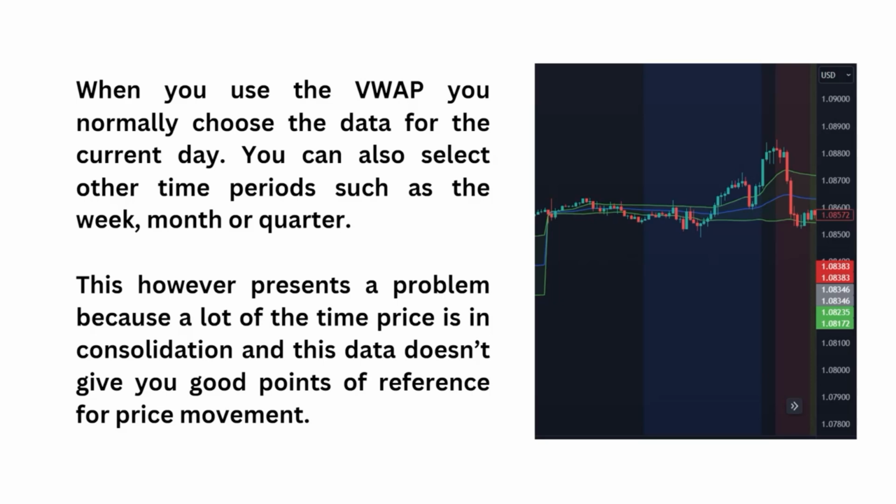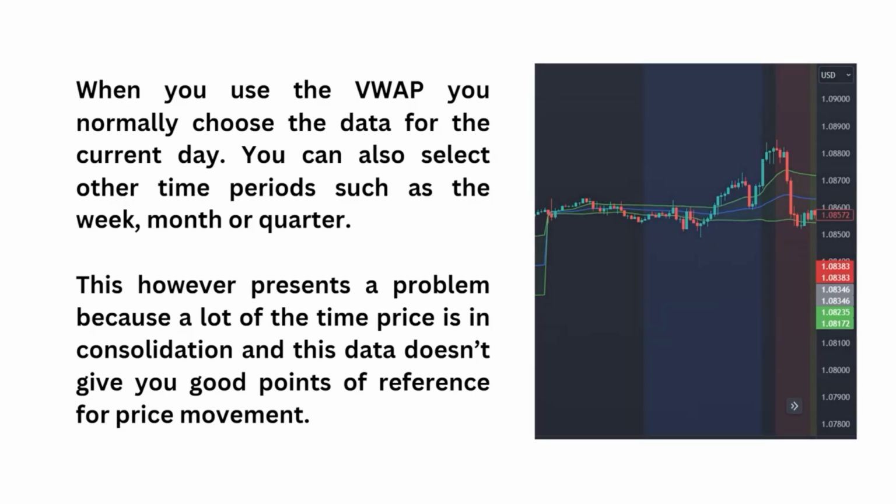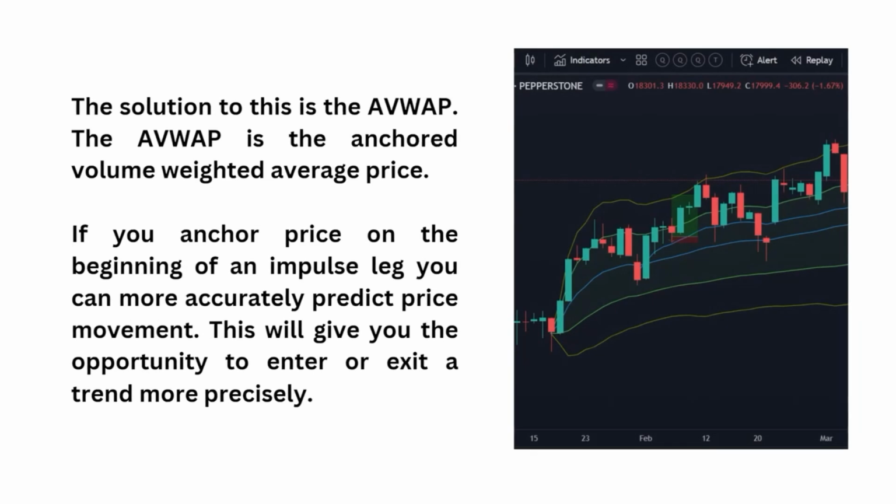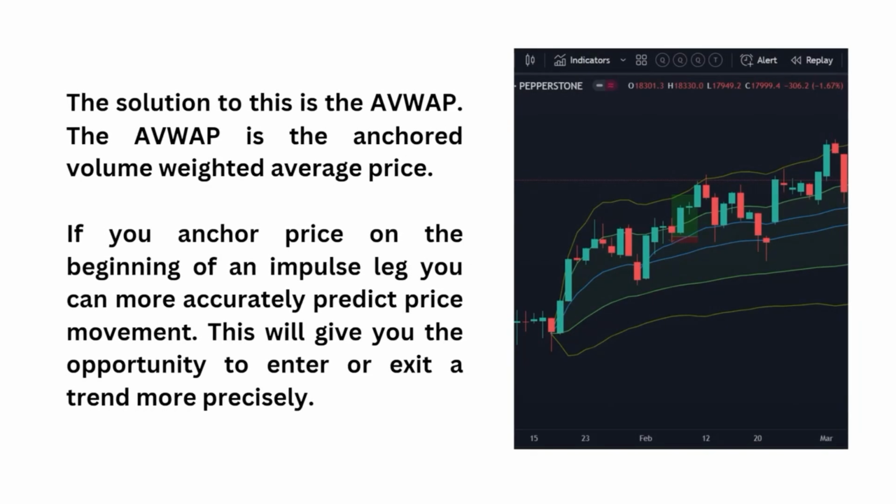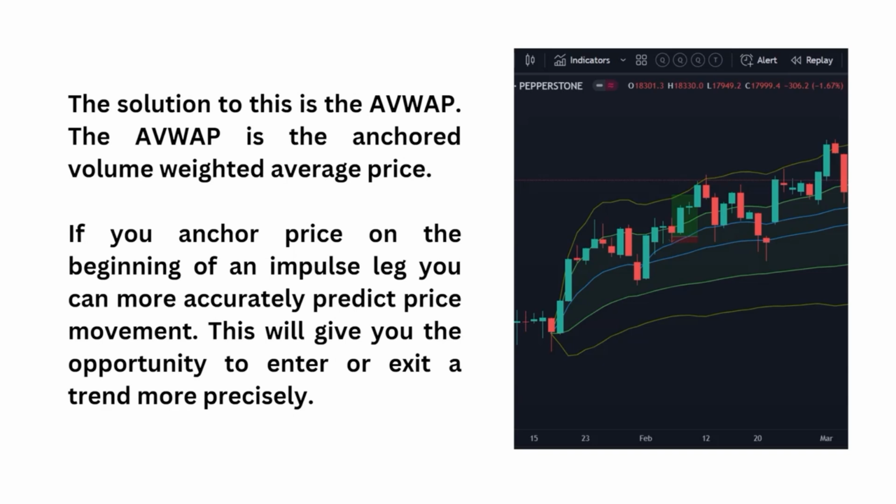This, however, presents a problem because a lot of the time price is in consolidation, and this data does not give you good points of reference for price movement. The solution to this is the Anchored VWAP. The Anchored VWAP is the Anchored Volume Weighted Average Price. If you anchor price on the beginning of an impulse leg, you can more accurately predict price movement. This will give you the opportunity to enter or exit a trend more precisely.